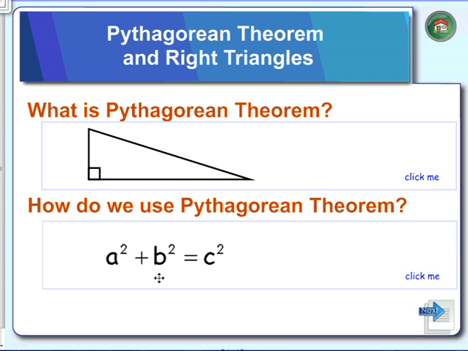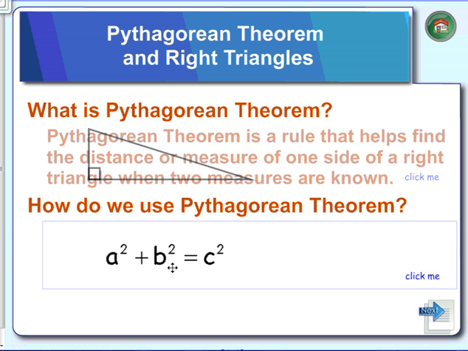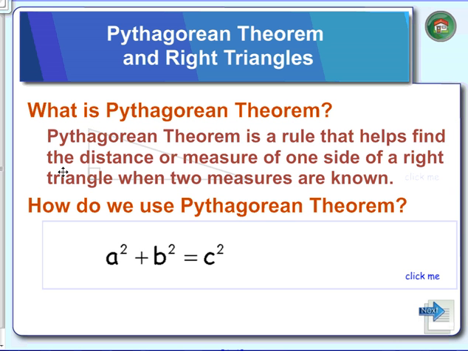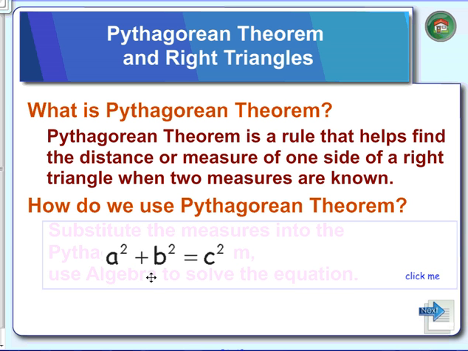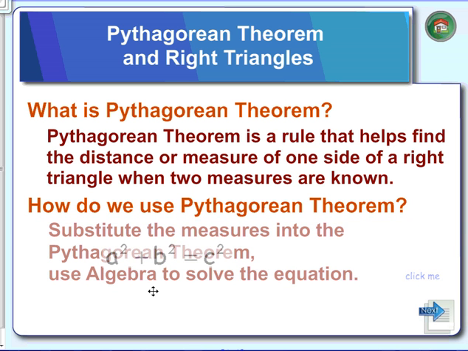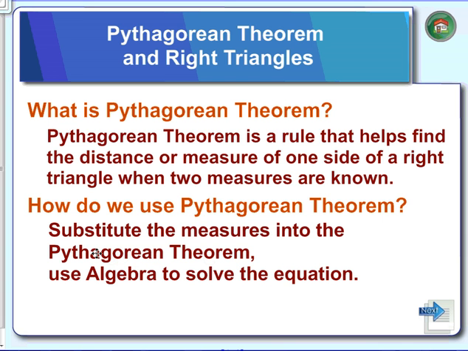But before we talk about what that formula even entails, what on earth is the Pythagorean theorem? Well, the Pythagorean theorem is a rule that helps you find the distance or measure of one side of a right triangle when the two other measures are known. And how do we use this formula, a squared plus b squared equals c squared? We substitute the measures into the Pythagorean theorem and then use algebra to solve the equation.